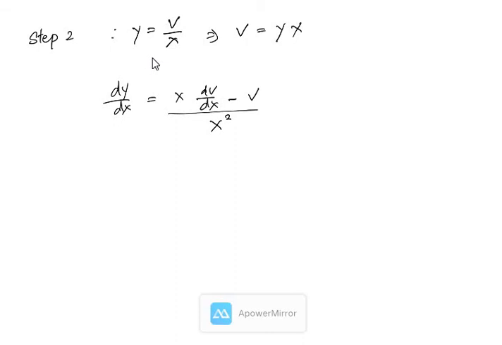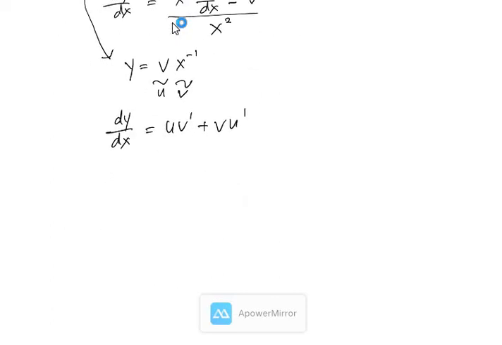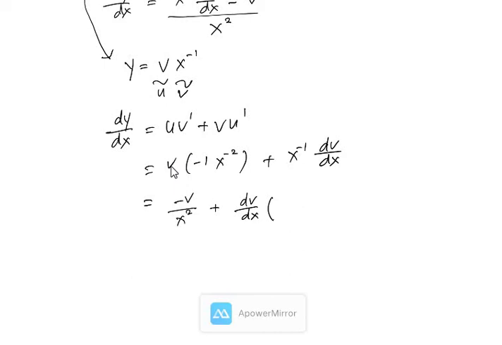As I told you just now, we can use the product rule because we assume that v is also a term of x. So we can assume y equal to v times x to the power of negative 1. We assume this is u, this is v. So dy over dx is equal to u v prime plus v u prime. So u is v here, and then v prime we obtain negative 1 times x to the power of negative 2, plus v, we have x to the power of negative 1, and then u prime is dv over dx. So here we get negative 1 multiplied with v, so you get negative v divided by x squared, plus dv over dx multiplied with x to the power of negative 1, so it's 1 over x.